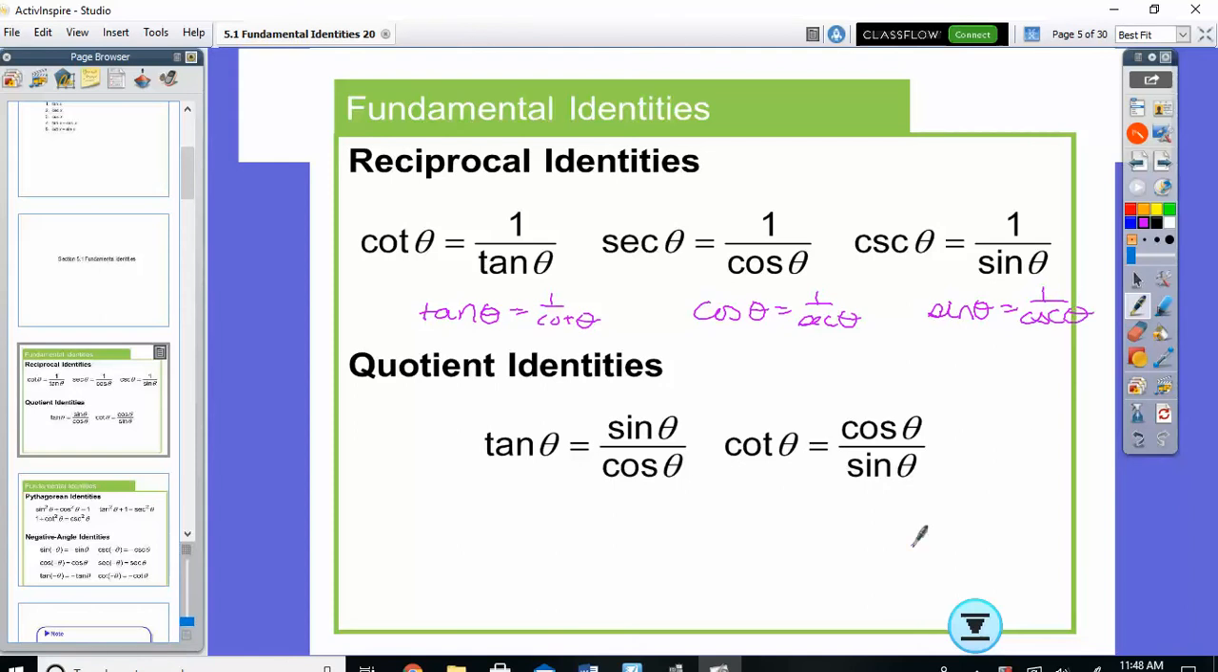We also can talk about quotients. We've mentioned these before. So again, I'm not giving you those on the formula sheet. Tangent is sine over cosine. Cotangent then is cosine over sine.